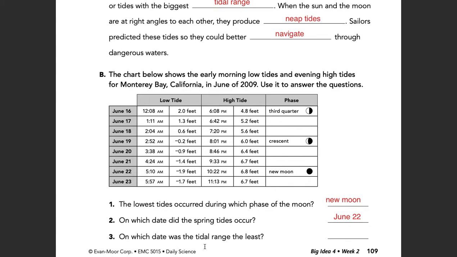On which date was the tidal range the least? So that means the least difference between low tide, high tide. Looks like it would be June 16th, because not that much of a difference between 2 feet compared to 4.8 feet, considering the rest of these measurements between high tides and low tides. So I would say number 3 would be June 16th.